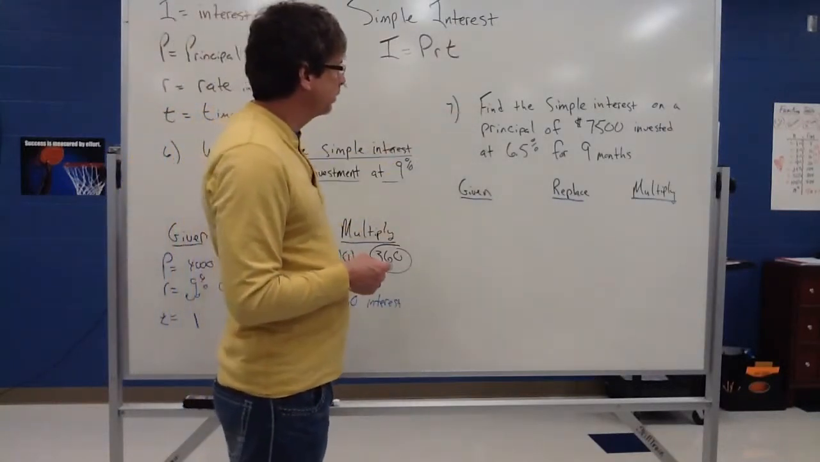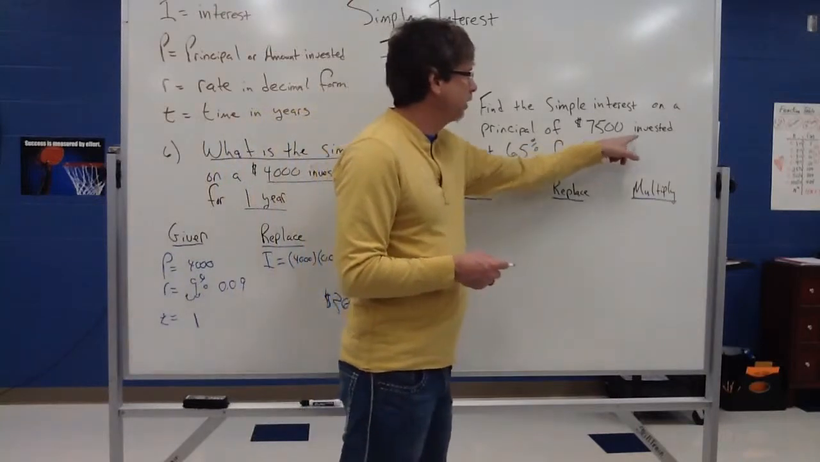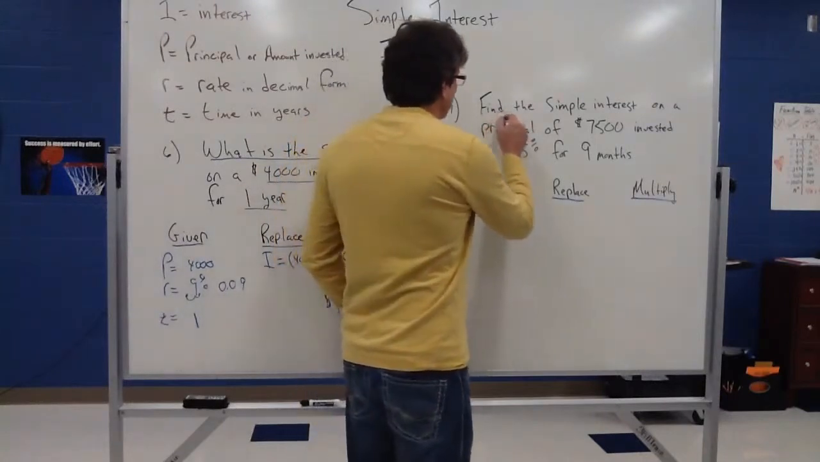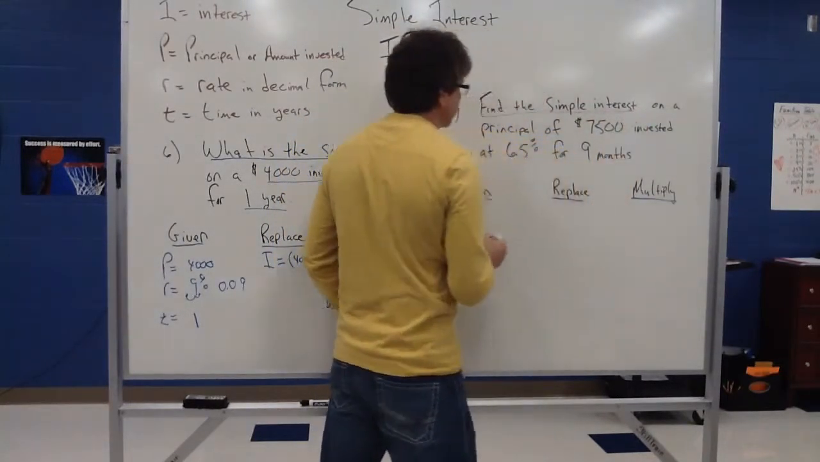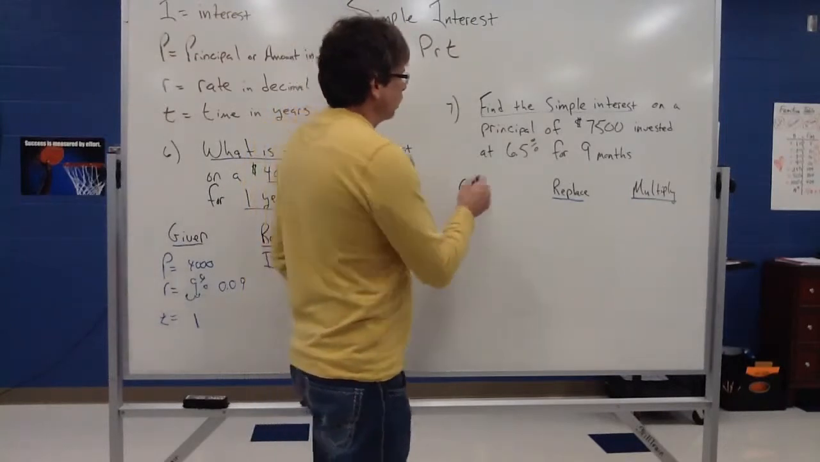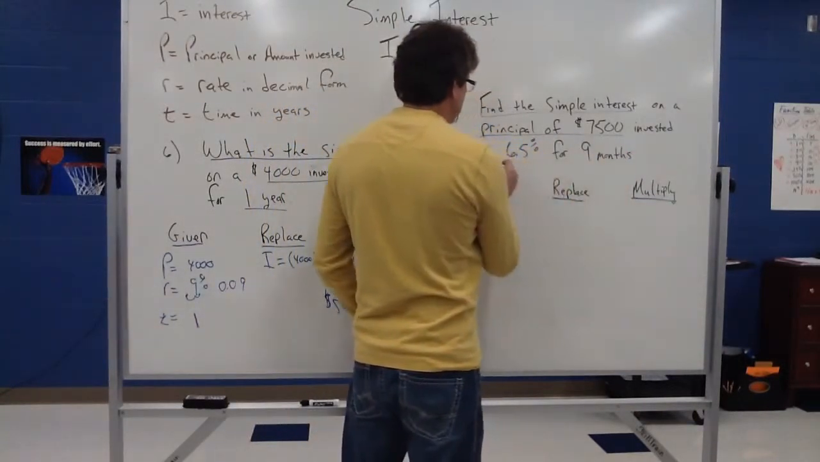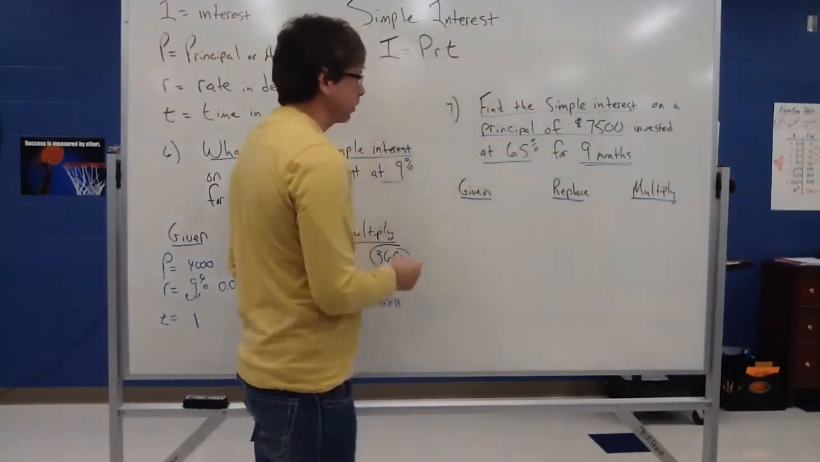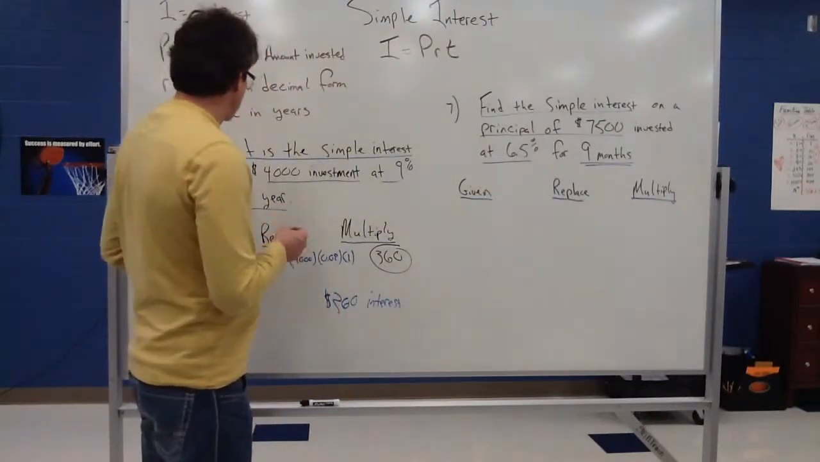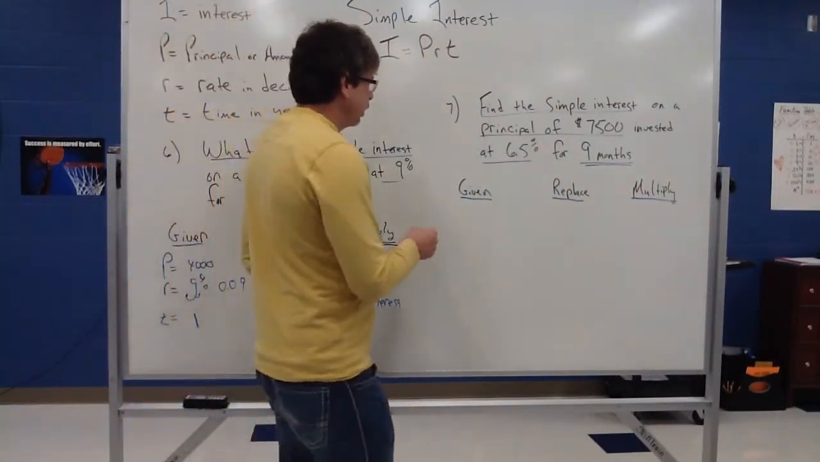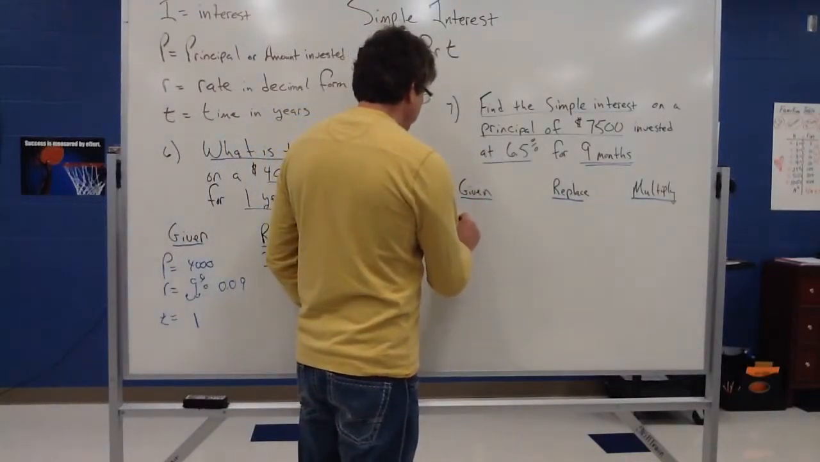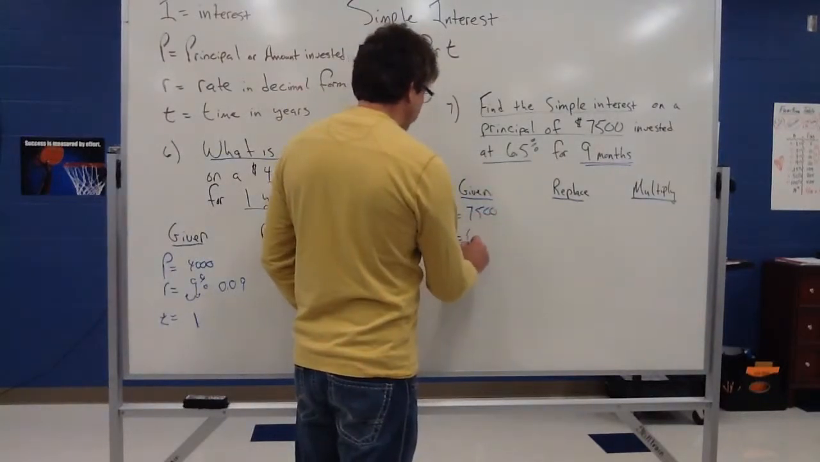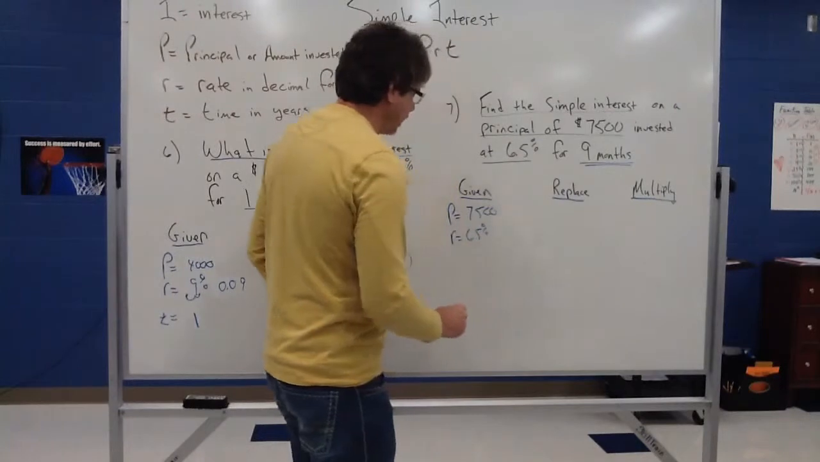So let's look at another example. Find the simple interest on a principal of $7,500 invested at 6.5% for 9 months. So again, we're looking for that simple interest. We know that they gave us the principal. It's invested at 6.5% for 9 months. That's a little tricky here because that 9 months is not in a yearly format. So let's start with what's given. The principal we know is $7,500. The rate is 6.5%, but we want that in decimal form.